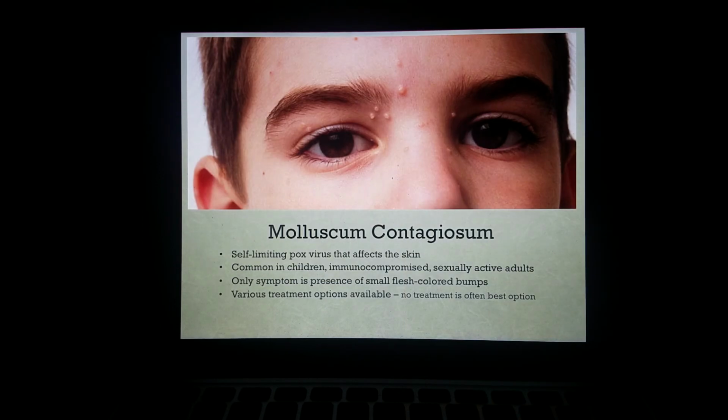So, Molluscum Contagiosum, not too scary of a virus. It's a self-limiting pox virus that affects the skin. It's common in children, the immunocompromised, and some sexually active adults. And really the only symptom is the presence of the small flesh-colored bumps called mollusca. And there are various treatment options available, but often the best treatment is no treatment. And because it is self-limiting, it will usually take care of itself in a couple of months.